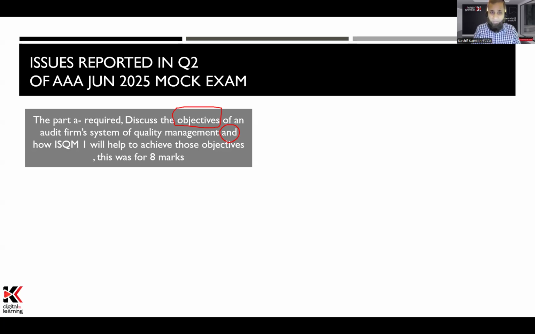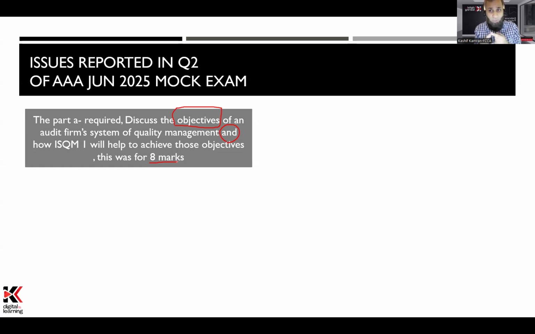And you had 8 marks. Now technically, you're writing 8 points for this answer. You can split the marks. Discussing the objective can give you 2 marks, because you can discuss 2 important objectives of the quality management system in one paragraph. And then you can keep 6 marks for telling how ISQM1 will help achieve those objectives. So you can gain those 8 easy marks.